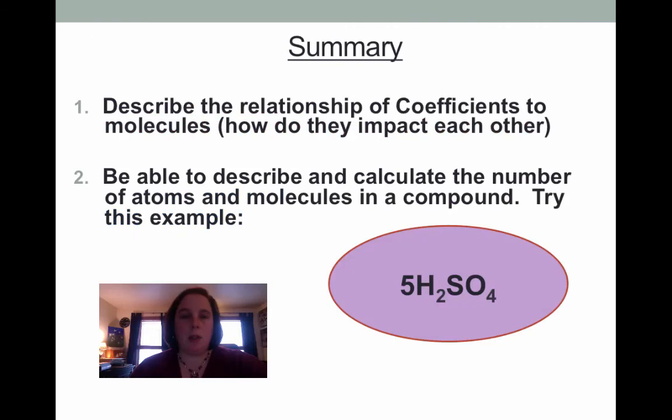So describe the relationship of a coefficient to a molecule. Be able to describe and calculate the number of atoms and molecules in a compound. And I want you to try this example. So this is 5H2SO4, and that is sulfuric acid. So see what you can do with it.